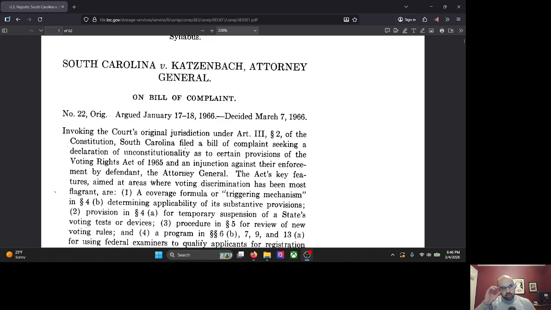Hello, everyone. Today's case is South Carolina v. Katzenbach. This is regarding the Voting Rights Act, and I think it's the first case regarding the act that made it to the Supreme Court, so let's get into it.